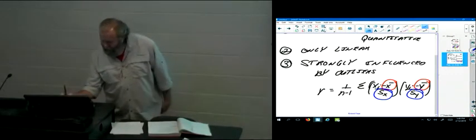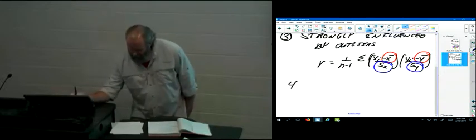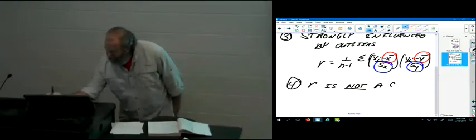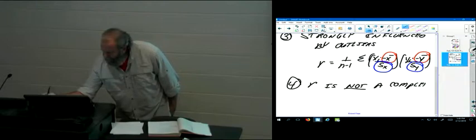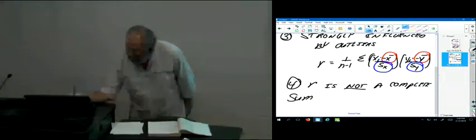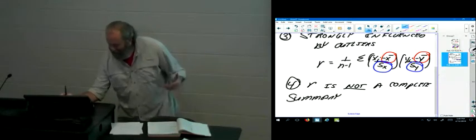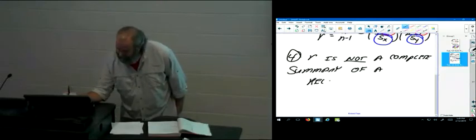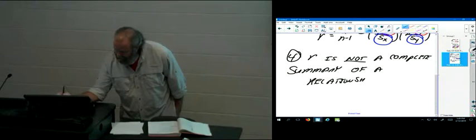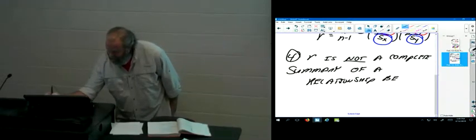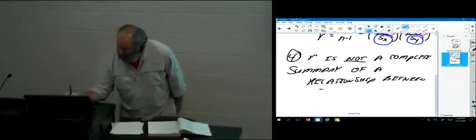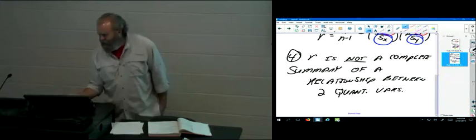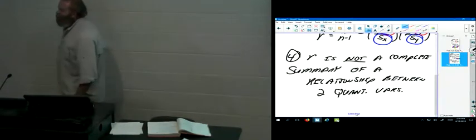And then, 4. R is not a complete summary of a relationship between two quantitative variables. All right, you've got two quantitative variables. Just calculate the R and be done with it? No, there's more to it than this.